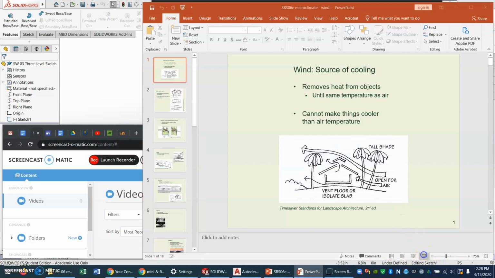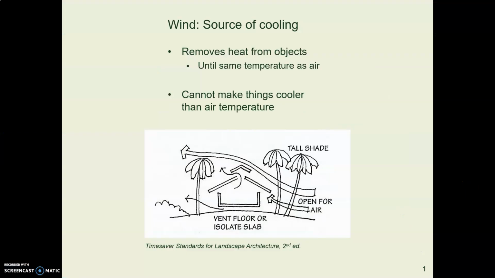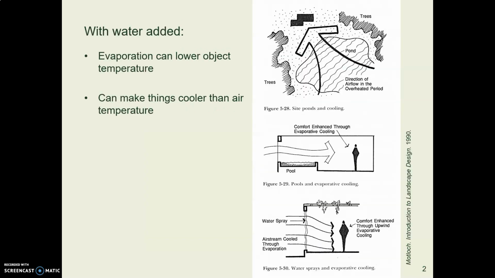Finally, let's look at the effect of wind on microclimate. So we all are thinking about how when air blows through a room or through a yard, it makes things cooler. And that is true if the air is cooler than the objects. If the air is the same temperature as the objects, obviously it can't remove any heat. So if you're in a hot, dry climate, wind will not cool you.